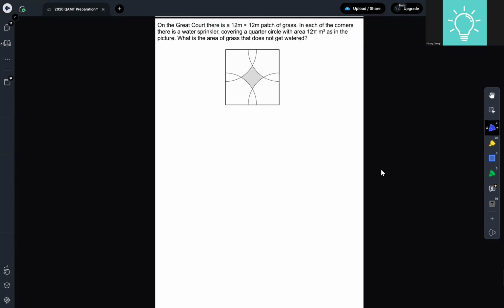Okay, so in this diagram, this is 12 meters, right? Okay, these are quarter circles. So let's just take one quarter circle. We don't know the radius yet. I'm going to let this be R. And the area is 12 pi. Remember, pi r squared is the area of a circle, and the quarter of that is 12 pi.